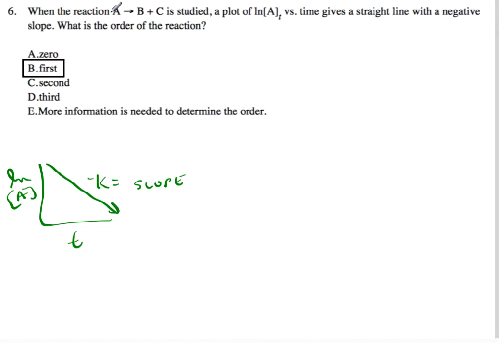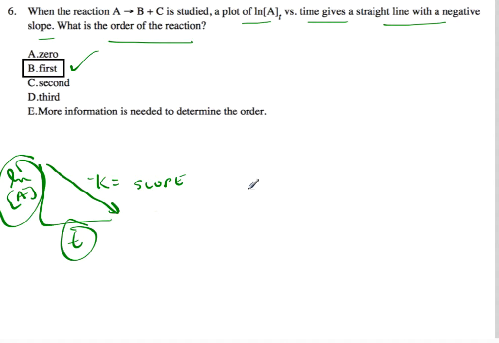It tells you reaction A, when the reaction occurs, A goes to B and C. Study the plot of the natural log of A over time gives a straight line with a negative slope. What is the order of the reaction? This is what you're supposed to be able to do when we do graphical determination. So what that means is you have to be able to memorize the different graphs. Time is always going to be on the bottom. Whenever I have natural log of a concentration and I get a straight line plot, that tells me the reaction is first order.